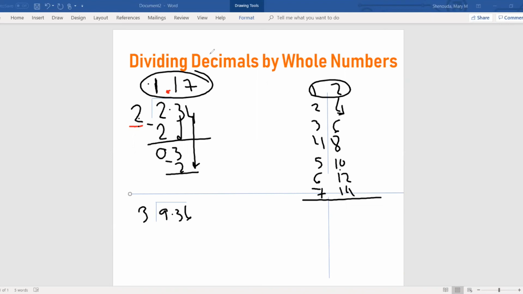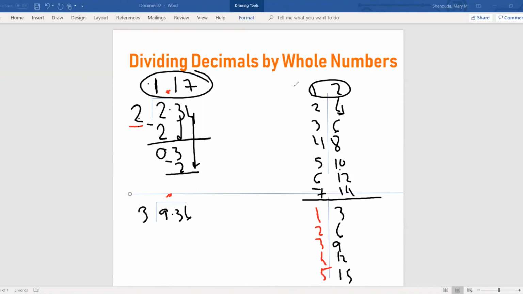Let's try this problem. In this problem, the divisor is also not a decimal. It's a whole number, so the first step would be to take that decimal and move it to the top, but it has to be at the same exact location. And then I'm going to do the T-chart. I'll first go to 5, and then I can add more if I need to. 1 times 3 is 3, 2 times 3 is 6, 3 times 3 is 9, 4 times 3 is 12, 5 times 3 is 15.